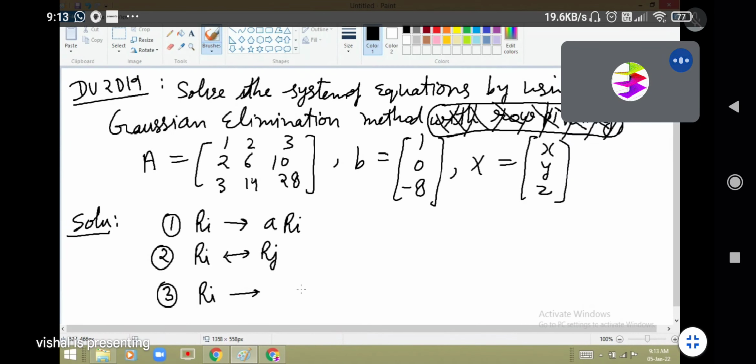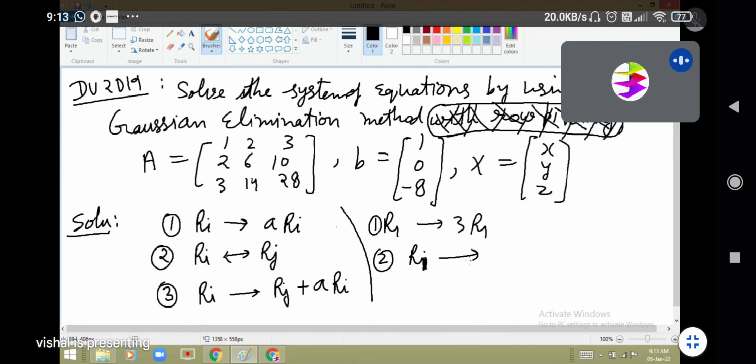Ri is equal to Rj plus a Rk. So these are the three operations which I am going to tell you. Suppose you want to apply them on R1. The first one is that you can multiply R1 by a constant, there is no issue. If you want to replace R1 with R2, this is no issue. And the third is, if you want to add to R2, then it will be R2 plus a times R1, like this.